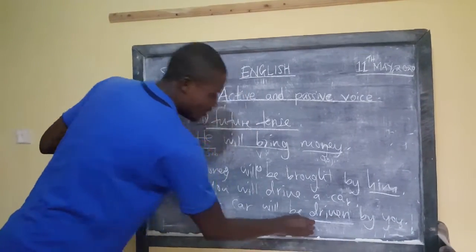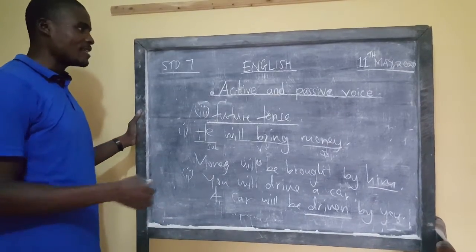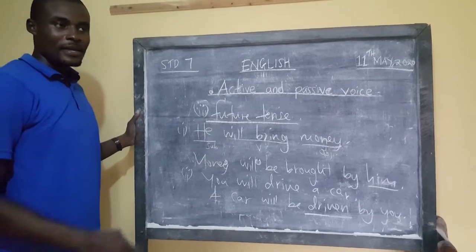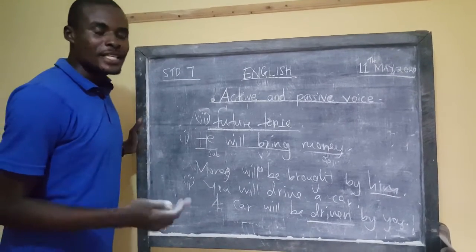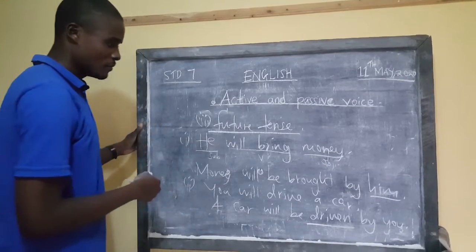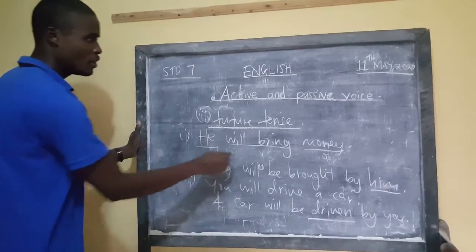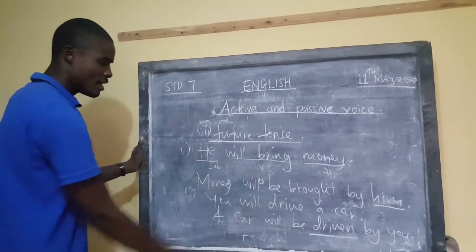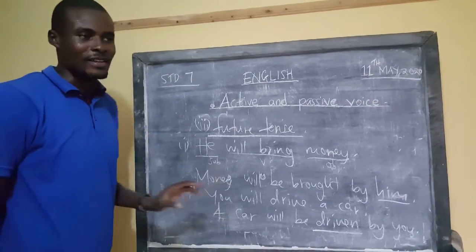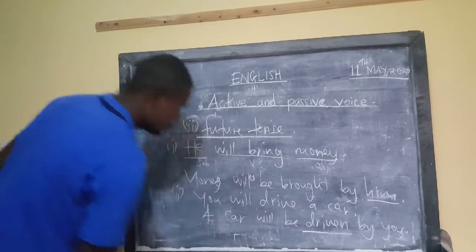Learners, remember, we must put a past participle when writing a sentence in the passive voice. A car was driven. Food was eaten. You can't say food was ate. Food was eaten by John. A past participle must come there. And we can't write a past participle in the active voice. Once you begin with a subject, you will drive. You can't say you will driven. It's very wrong. A car will be driven by you.